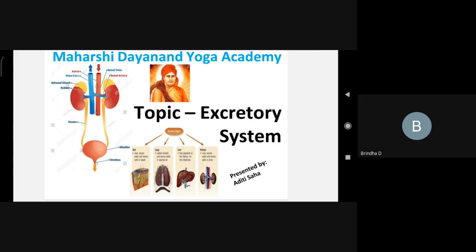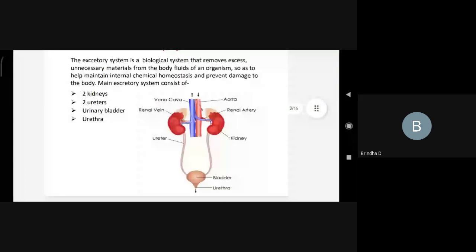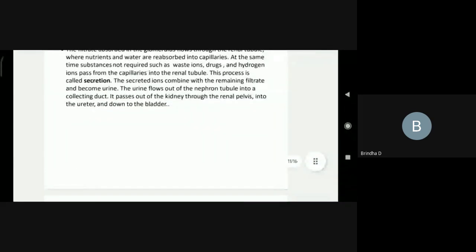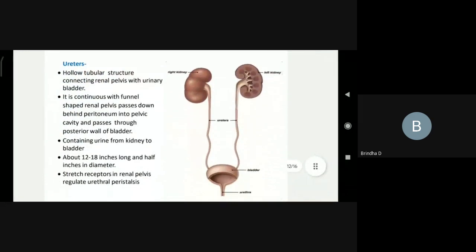And what are those nitrogenous wastes? Those are ammonia, urea, and uric acid. Right. So this is the basic knowledge about excretory system. We have already discussed all this. So today we will proceed from ureter.